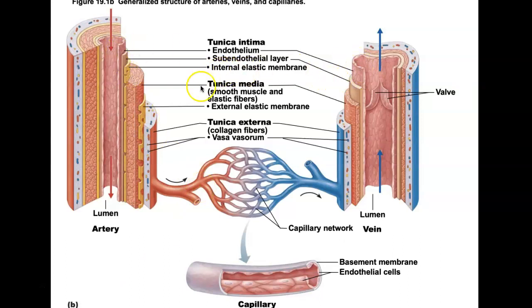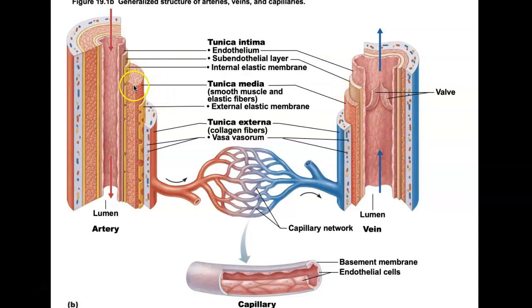Let's go over to the next layer, the middle layer, known as the tunica media. The tunica media is primarily composed of smooth muscle and also elastic fibers. It's important to note your second distinction: if you look at this image, the smooth muscle layer in the artery is a lot wider than the smooth muscle layer in a vein. This is because arteries are associated with higher blood pressure than veins are.